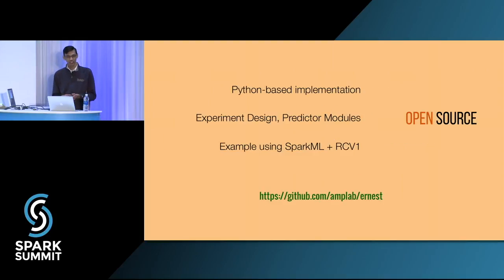Now, you might want to try this out as well. So there's a small Python-based implementation that's open source on the GitHub page in AMPLab. It just provides Python implementations for the experiment design and the linear regression-based predictor modules. And there's also an example of how you would use it when you're using, let's say, Spark MLlib, along with an RCV1 dataset. So there's a small tutorial out there as well on the GitHub page of Ernest.